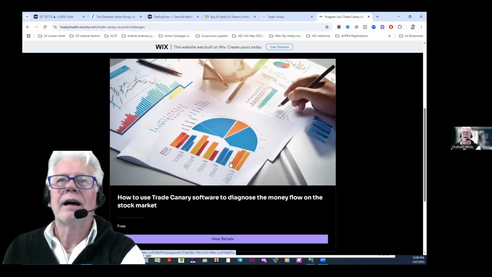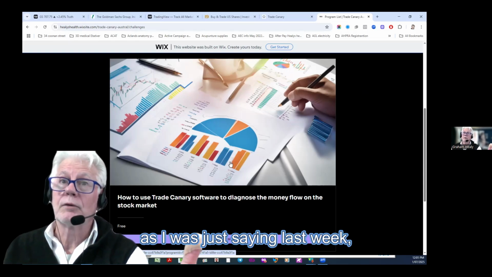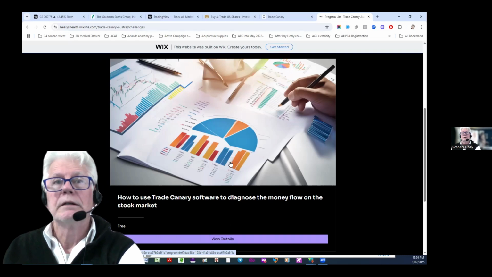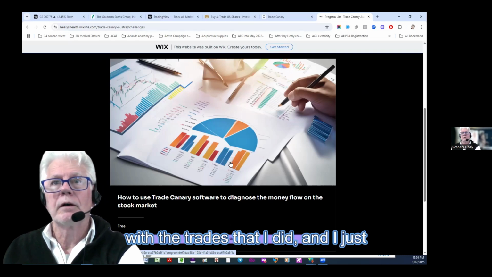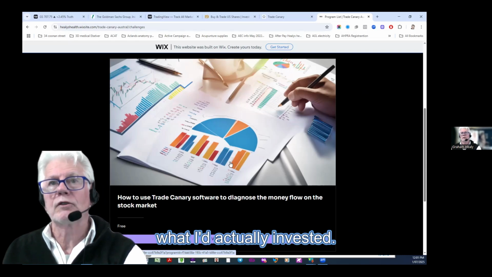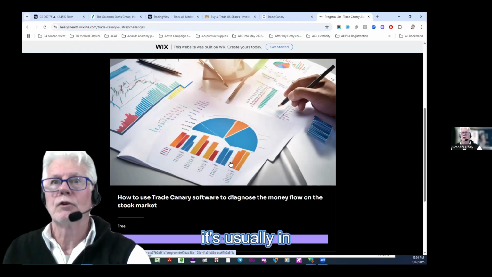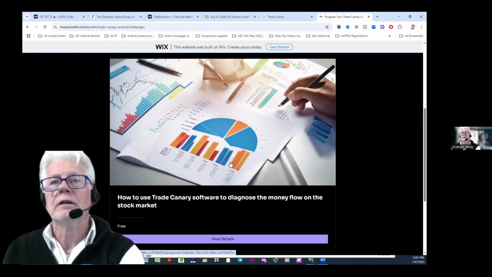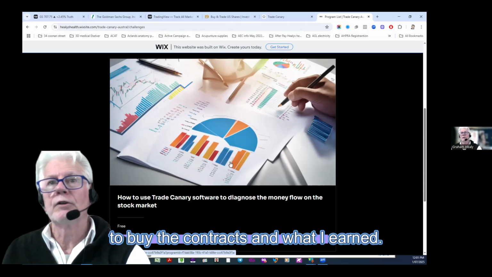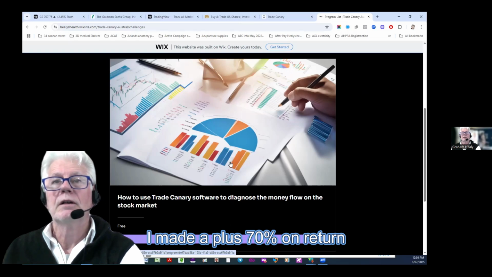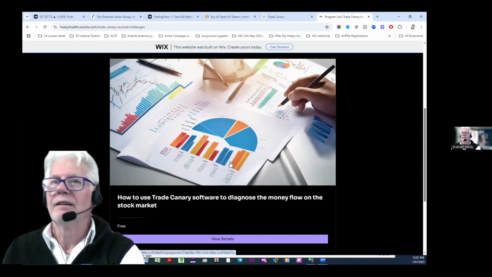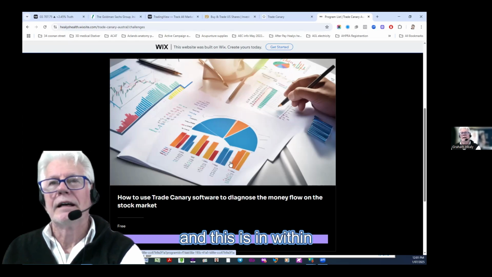And then, as I was just saying, last week, with the trades that I did, I just added up what I'd actually invested. It's usually in $120 lots to buy the contracts, and what I earned. I made a plus 70% return on investment. 70%. You'll never get that in the bank. 5% if you're lucky, and this is within a month.